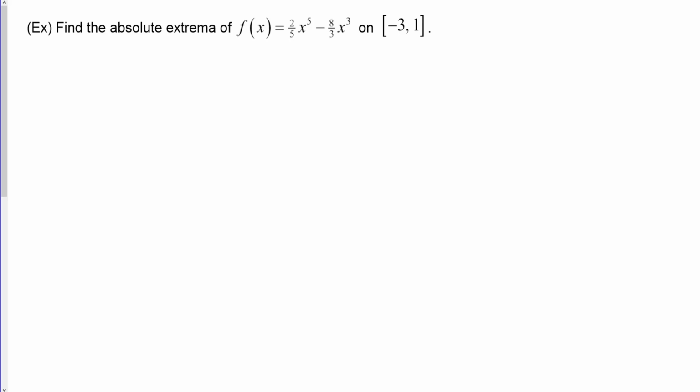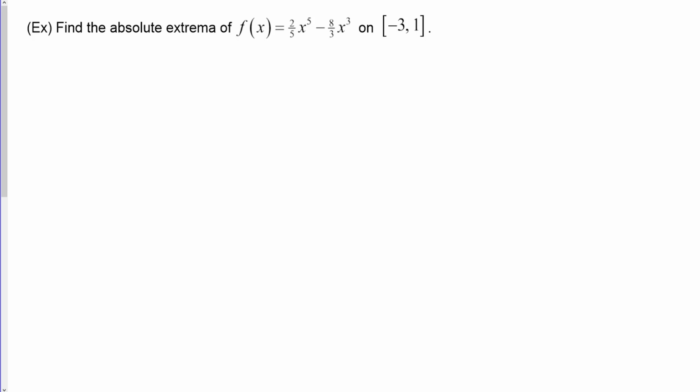All right, let's find the absolute extrema of the function f of x equals 2/5 of x to the 5th power minus 8/3 of x to the 3rd power on the interval from -3 to 1, and this is a closed interval. Absolute extrema can occur at the endpoints of your interval, and they can occur when relative extrema happen. So we need to collect all these different points and then do our test.